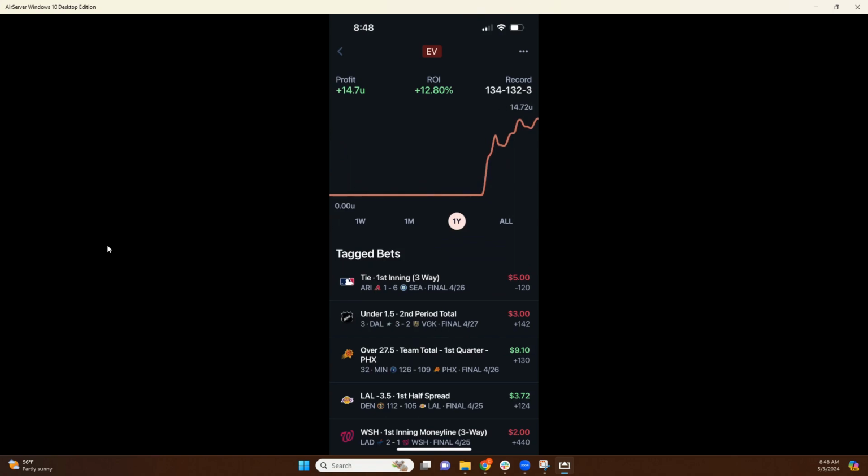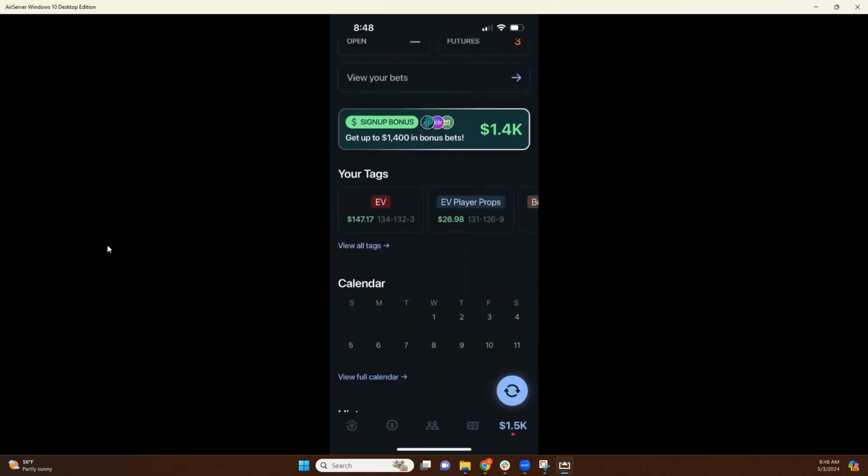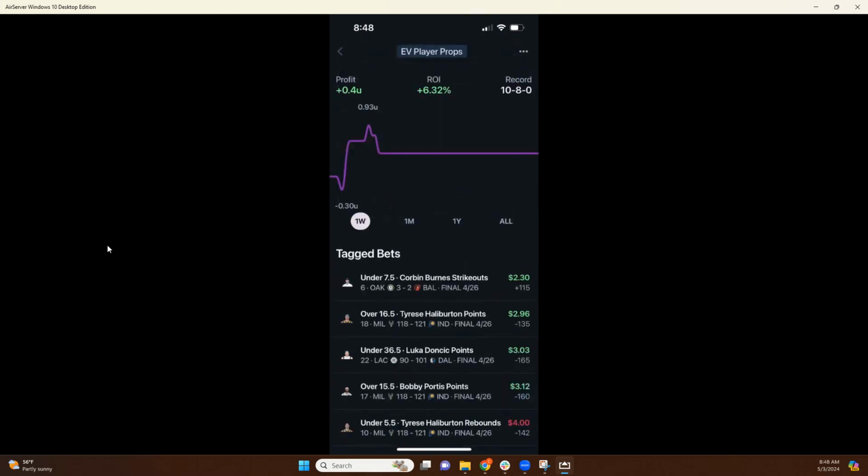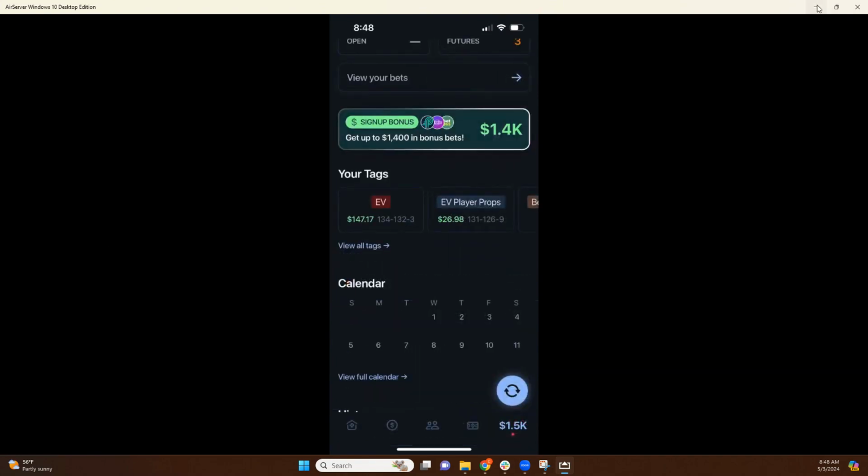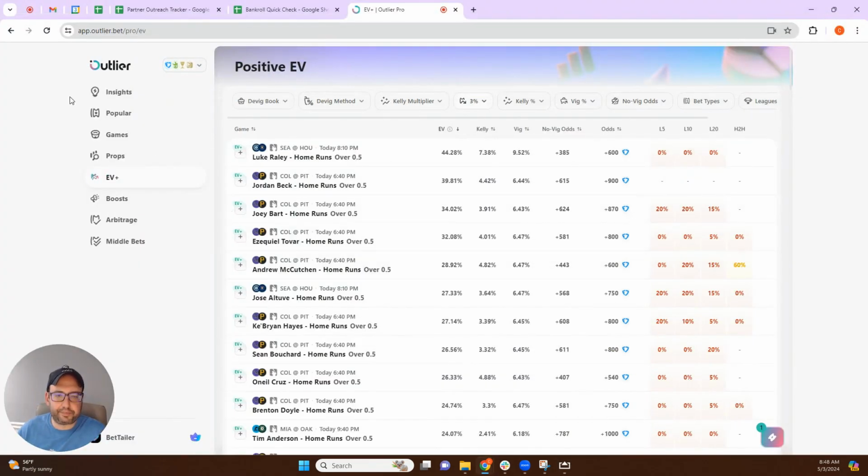So we look at things separately. We look at EV game lines and team props, and then we look at player props separately. It's all tracked here. So we're up about 6% on the week, a little bit down on the month, and then on the year, we're up about 3%. We had some volatility around college basketball props. So without further ado, let's go into some bet discovery here.